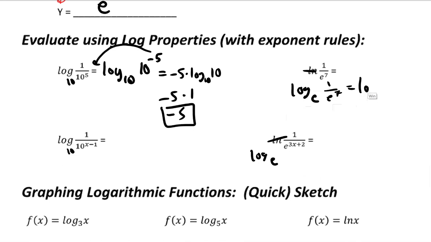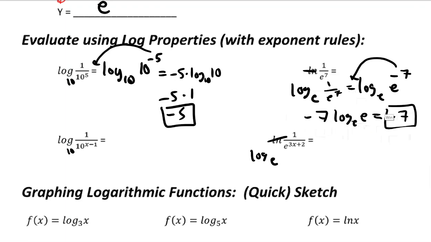Okay, over here, instead of saying 1 over e to the 7th, maybe just say that's e to the negative 7th. Then you could bring the exponent down. And log base e of e should be 1. Negative 7 times 1 is negative 7.